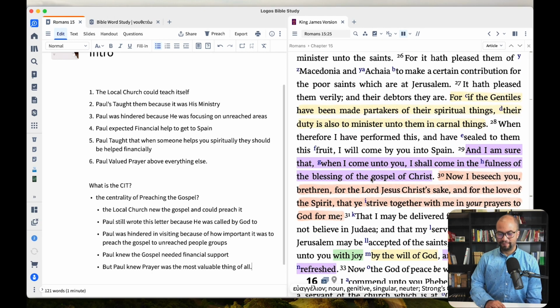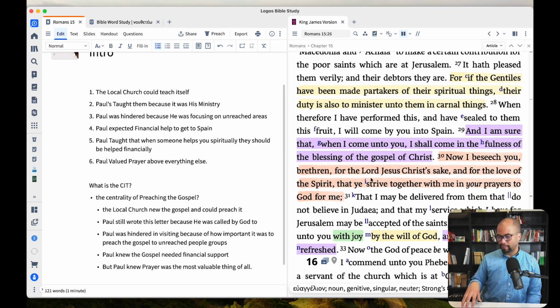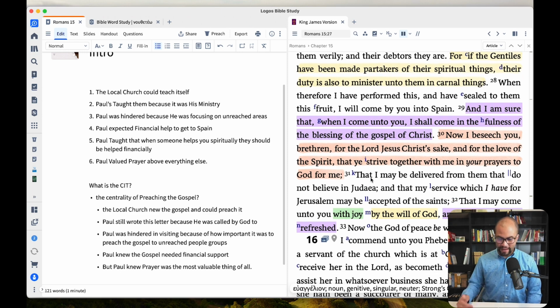And he says here again, when I come to you, I'm sure that I'm going to come in the fullness of the blessing of the gospel of Christ. I'm going to need to study that out some more, but again, he's hitting the gospel. And then again, he hits at the very end the need for prayer for deliverance. Why? That he can come back and be with them by the will of God, and then go on to Spain to preach the gospel.